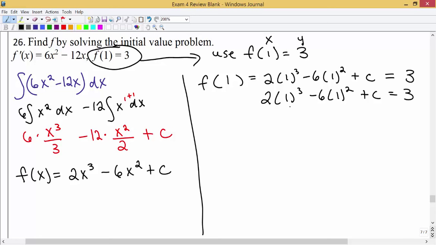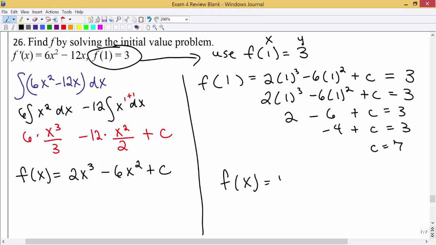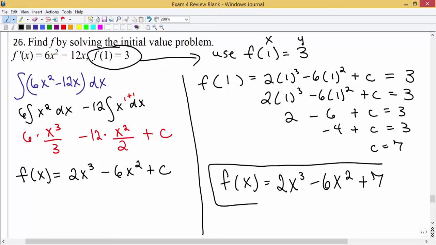So let's simplify the left side here. 1 cubed is 1, so 2 times 1 is 2. 1 squared is 1. Negative 6 times a positive 1 is negative 6. And we get a really simple equation here to solve. Negative 4 plus c equals 3. We're going to add 4 to both sides. We get c equals 7. So now we know that the original function f has to be 2x cubed minus 6x squared plus 7.